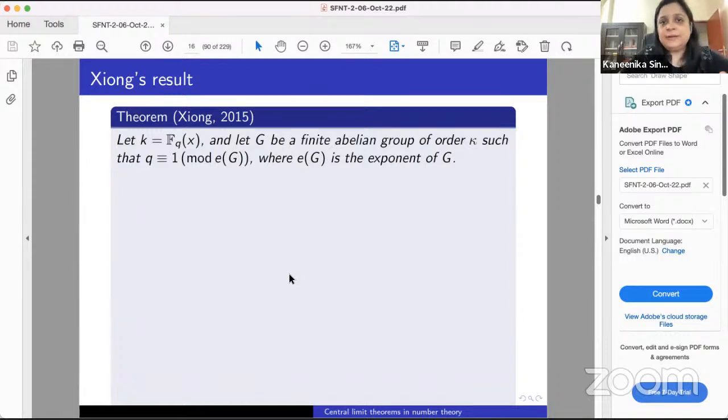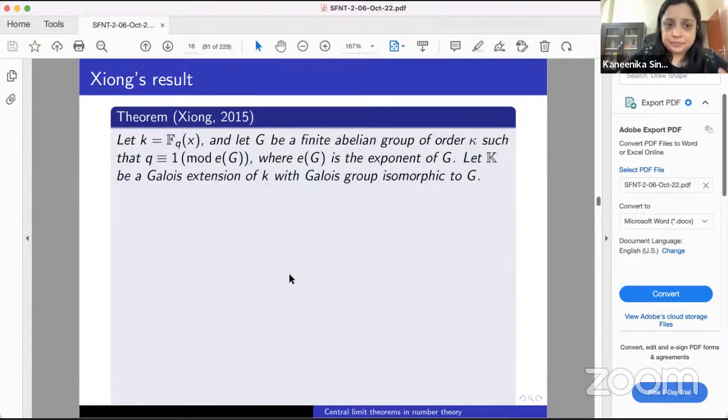So without worrying too much about technicalities, I hope at least you will be able to see this general pattern here. So let K be as before, F_q(x), and let G be a finite abelian group of some order kappa, such that your q is congruent to 1 mod the exponent of G. Exponent of G is the LCM of the orders of all elements of your group. So let K' be a Galois extension of K with Galois group isomorphic to G.